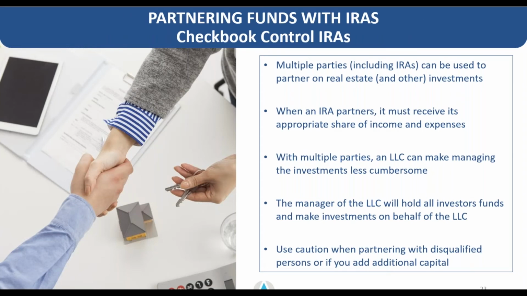Now, your LLC can partner funds with other IRAs or other individuals. So multiple parties can partner on real estate or other investments. When an IRA partners with an LLC, it must receive the appropriate share of income and expense, just like Alex outlined for the actual LLC setup. So if you want to use your LLC to invest in a piece of real estate, and your LLC is going to own 50% of a $100,000 property, and John Doe is going to own the other 50%, you both should be sending $100,000 to the closing table, plus or minus closing costs, obviously.